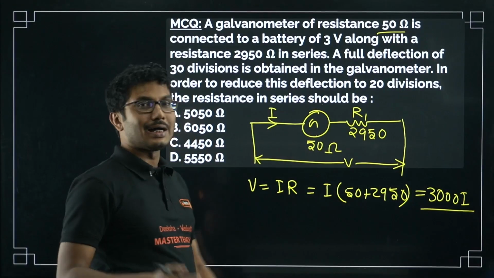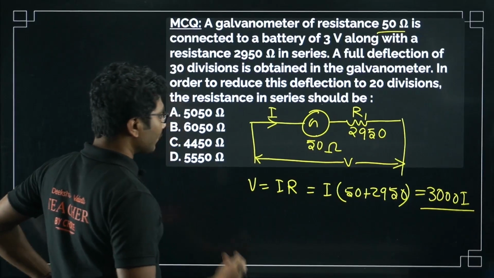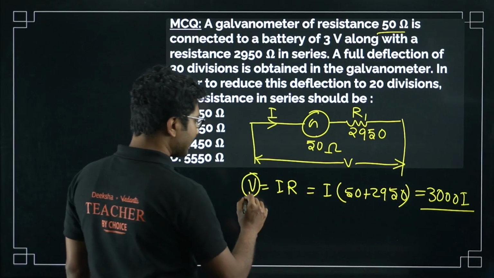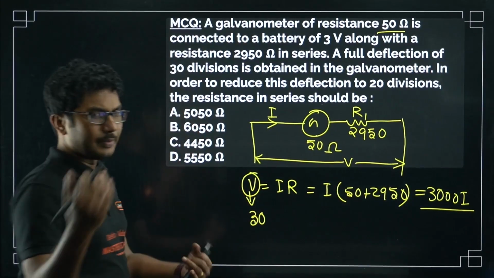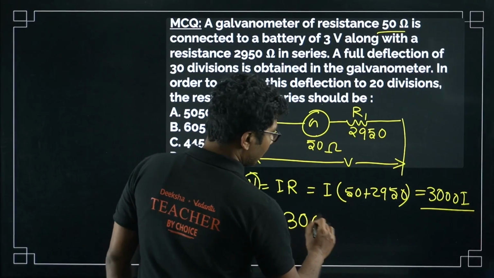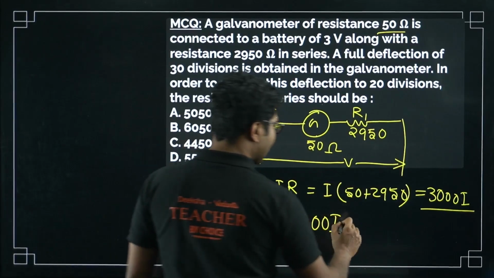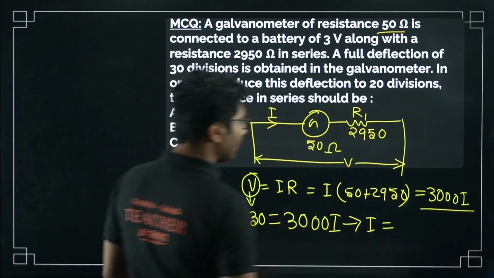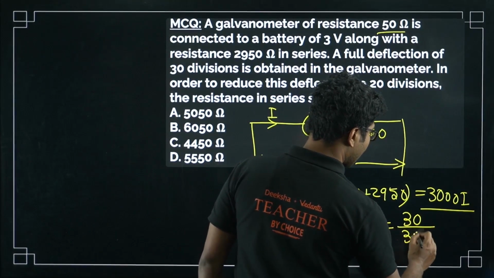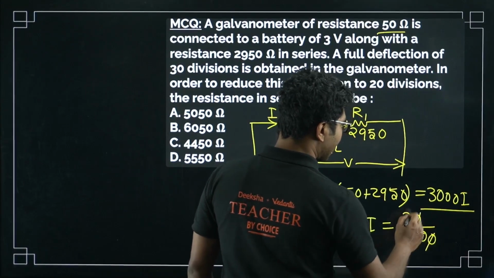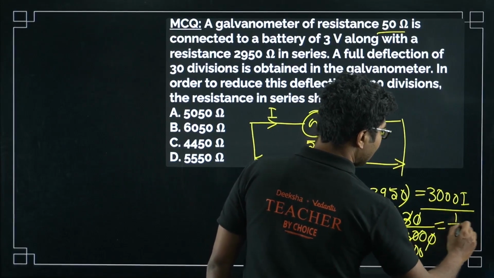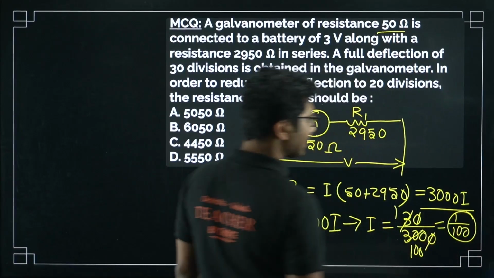Now this is giving us a 30 scale deflection. So 30 scale deflection means, while solving this problem, you can say that this is basically equivalent to 30 volt. There will be a constant; I am taking that constant to be 1. So 30 equals 3000 I. So what is I? I will be equal to 30 divided by 30,000. Now this is the galvanometer current, right? The galvanometer current is always constant, the maximum current that can pass through the galvanometer. So 1 by 1000 is the constant value, maximum current through the galvanometer.